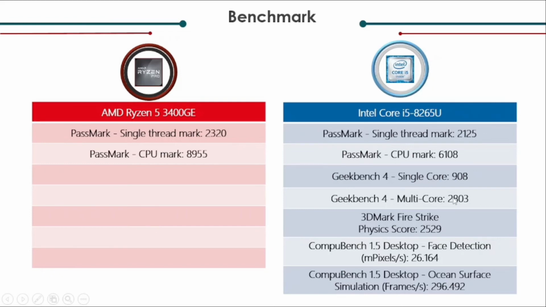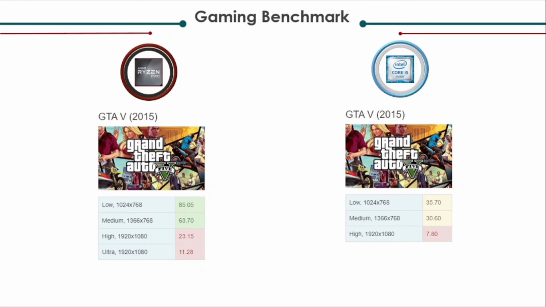3D Mark Fire Strike Physics score is 2529. For the Compute Bench 1.5 Desktop Face Detection, it has 26.164. For the Compute Bench 1.5 Desktop Ocean Surface Simulation, it has 296.492. These are some of the gaming benchmark rates that vary depending on the quality and graphics that are used by the users. As you can see here, as the graphics improve, the scores also decline.